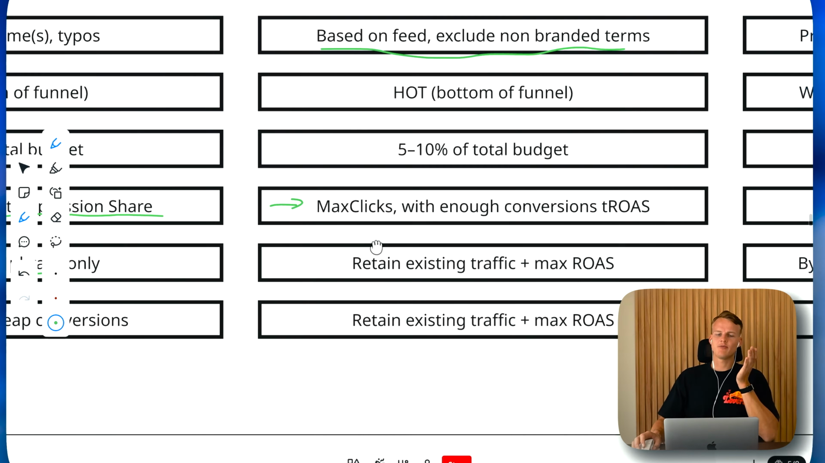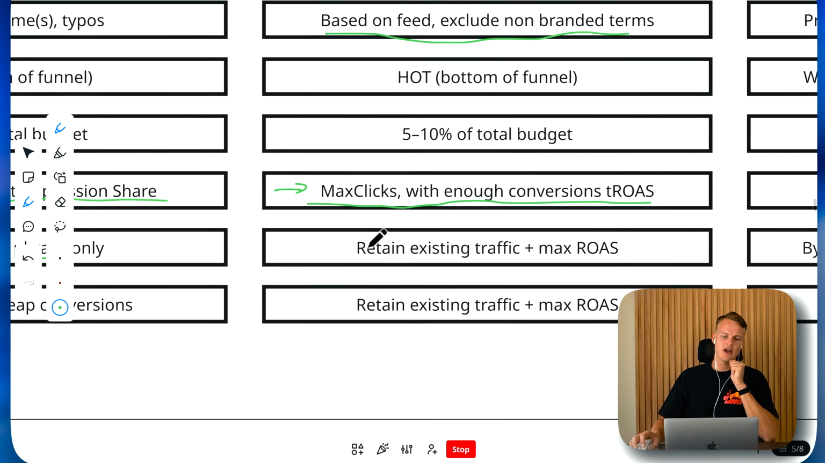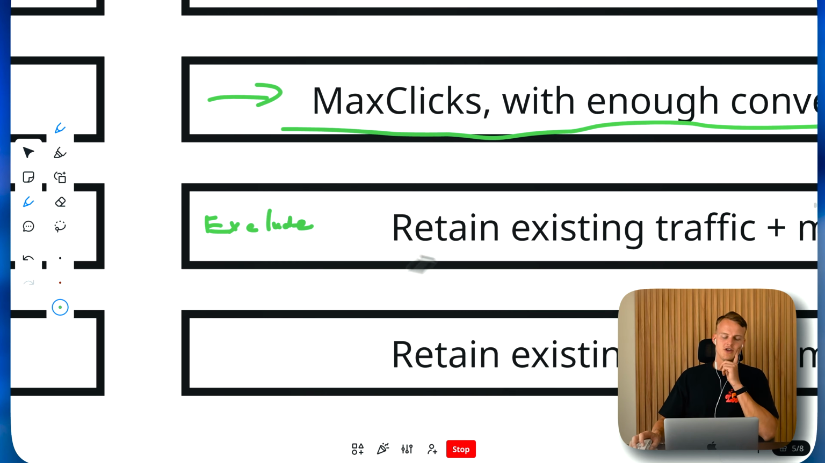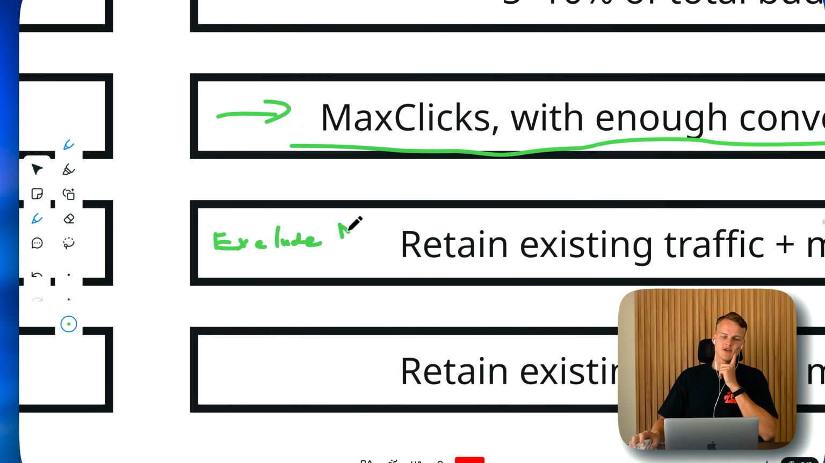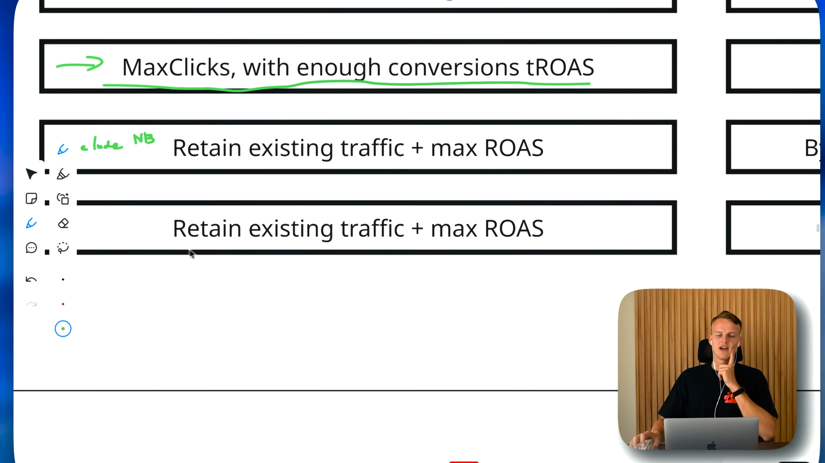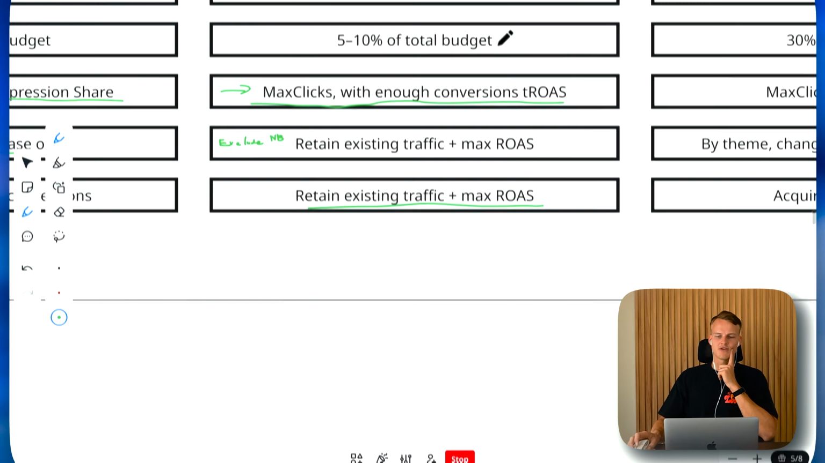And in terms of the setup, as I said, it's max clicks, with enough conversions shift into target ROAS. And here, make sure to exclude your non-branded terms. So I'll just write it right here. Exclude. Writing with the mouse is pretty tough, you know. So exclude your non-branded terms. Non-branded. And then the goal here is to retain existing traffic and maximize return on ad spend.